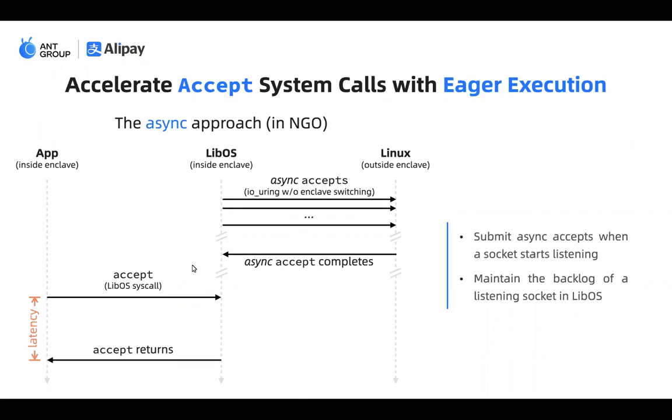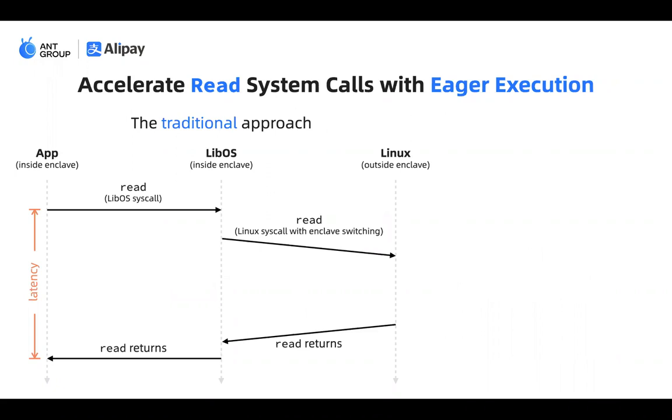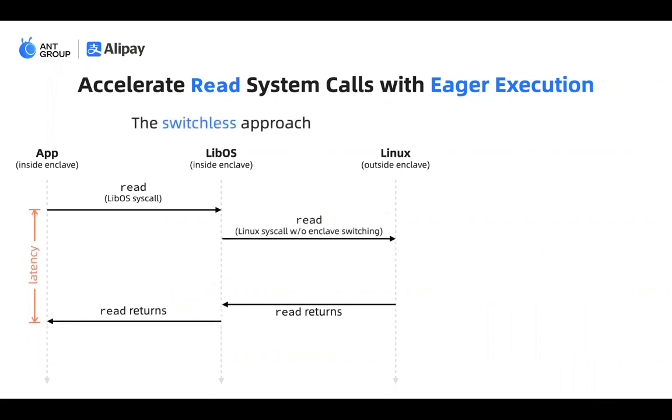connections. So when the LibOS receives the accept syscall from the trusted app, we can just return the accepted incoming connections to the user. So the perceived latency of the trusted app does not include the accept system call to the Linux kernel. So the performance is greatly improved. And for the read system call, we can do a very similar trick.